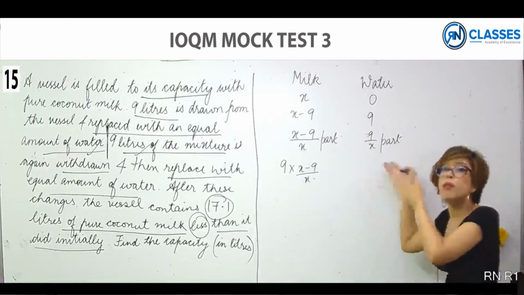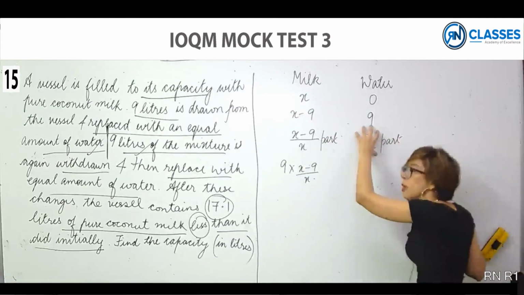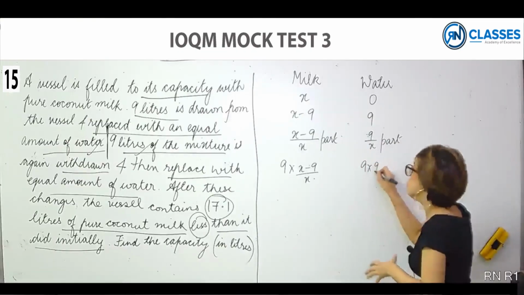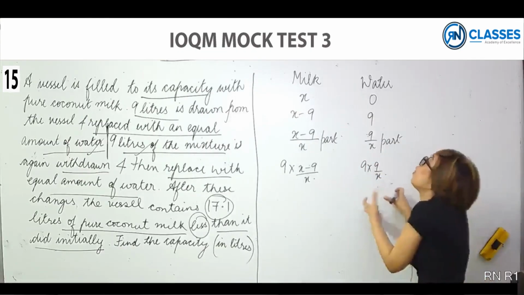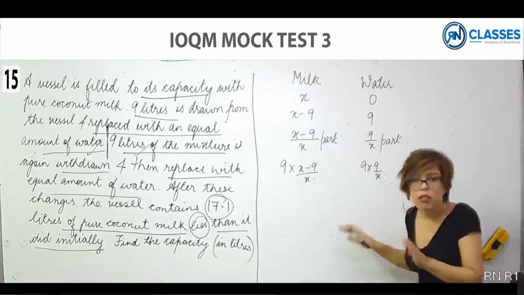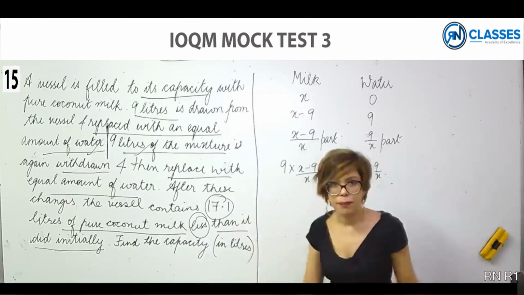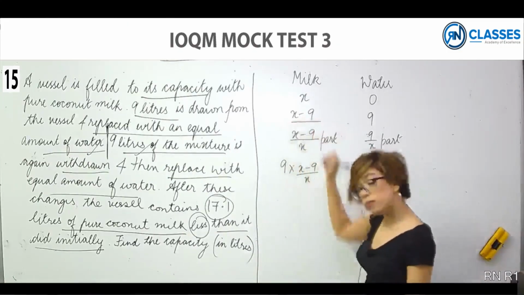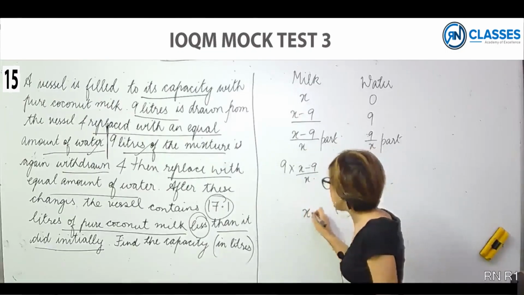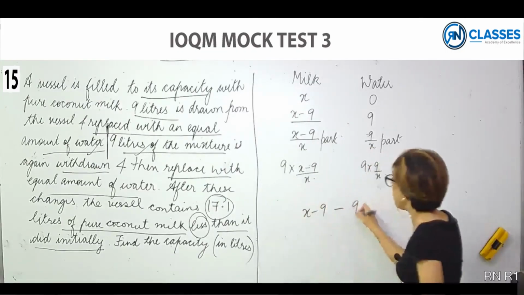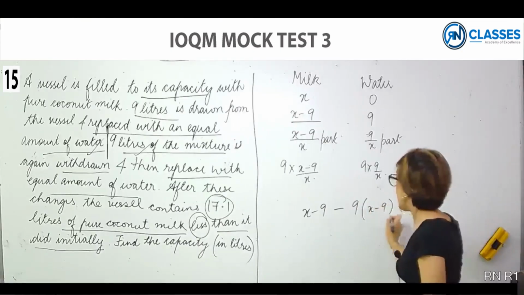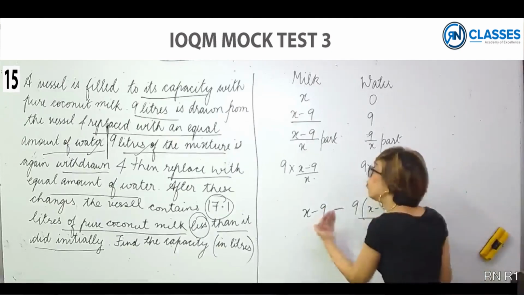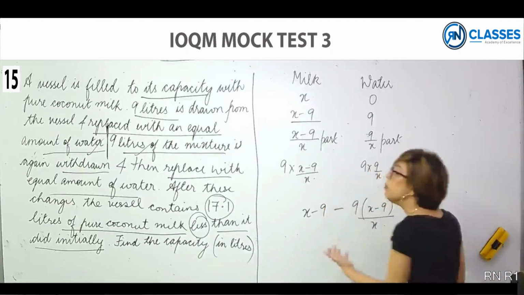Similarly, if I want to talk about water, in 1, I had this much part of water. Now in 9, how much water will be there? 9 into 9 by X. Right? So this much water would be taken out, but we do not care about water, so that is why I will just stick to the milk, right? This much milk has been taken out from what? X minus 9, right? So this is nothing but X minus 9 minus this thing, 9 into X minus 9 by X, right? Now this is the quantity of milk available now.